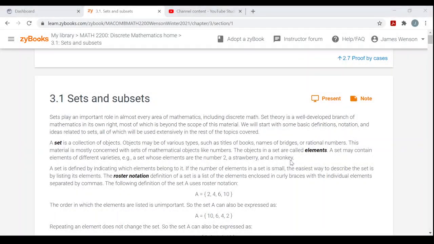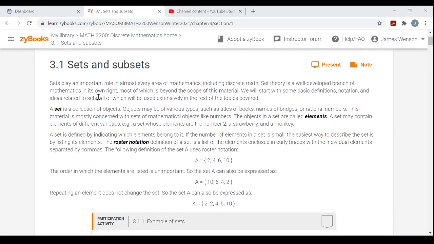All right. So 3.1 Sets and Subsets, and I'm going to be just reading a lot of this to you, a lot of definitions. Sets play an important role in almost every area of mathematics, including discrete math. Set theory is a well-developed branch of mathematics in its own right, most of which is beyond the scope of this material. Right, so like they're saying here, this is not going to be a chapter on set theory, like a set theory class. It's like this is all introduction. We'll start with some basic definitions, notation, and ideas related to sets, all of which will be used extensively in the rest of the topics covered.